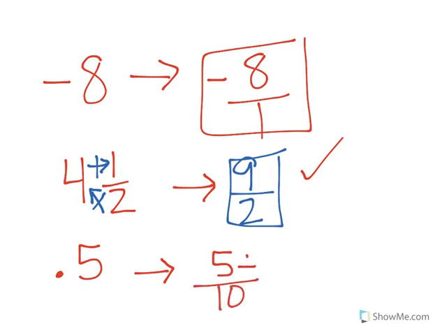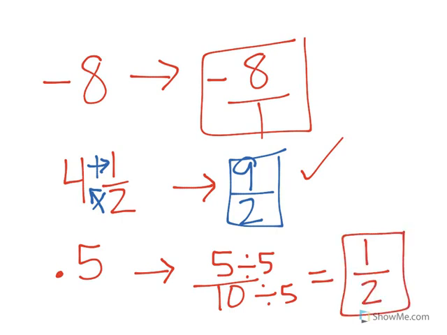5/10. All I have to do is simplify. They're both divisible by 5. 5 divided by 5 is 1. 10 divided by 5 is 2. That's in simplest form. Was I able to convert this decimal into a ratio or a fraction? Check. How about 7/8? Well, it's already in the form of a ratio or fraction. So that's automatically a given.